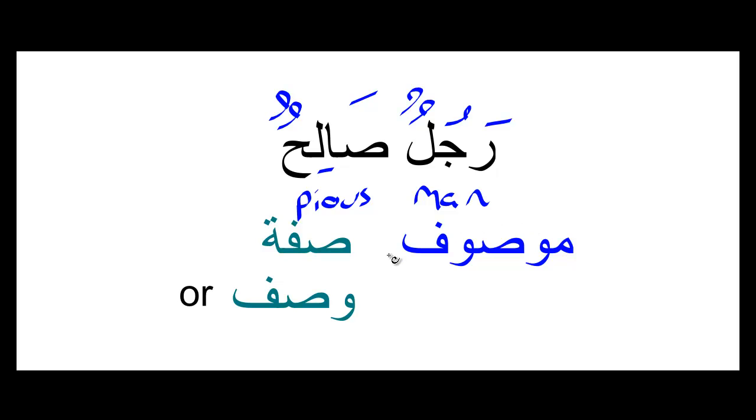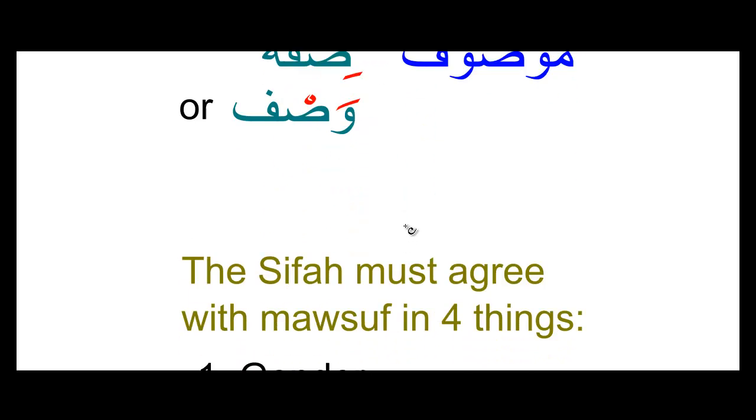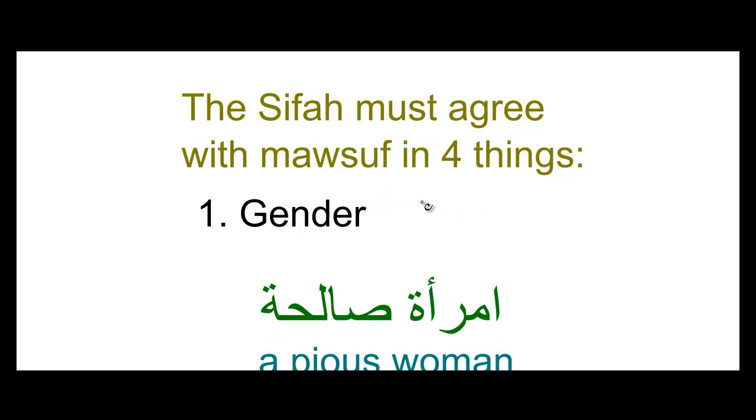This first word, the described word, is known as Mawsuf. Mawsuf literally means described. And the second word, our adjective, is known as Sifah. Some books also use Wasf, and I'll put that out there so that you don't get confused if you see it elsewhere. But know that Sifah and Wasf are the same thing, and they are both the terms for the adjective. Now, let's move on to our rule.